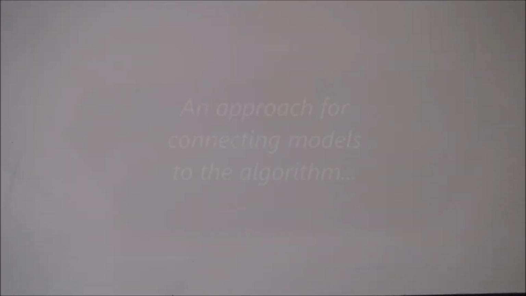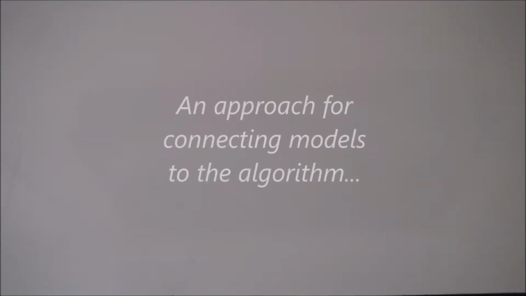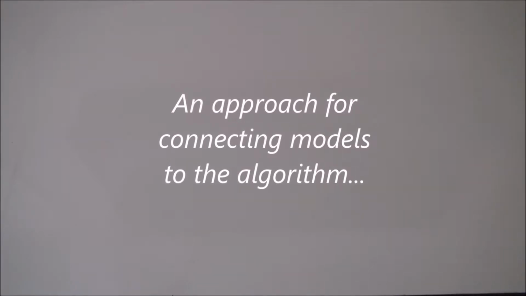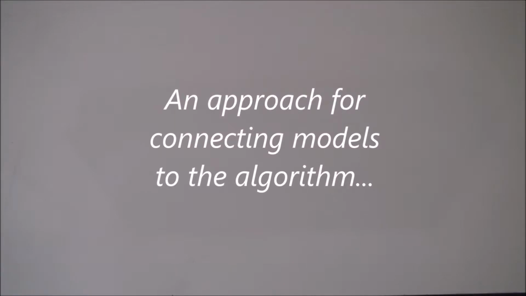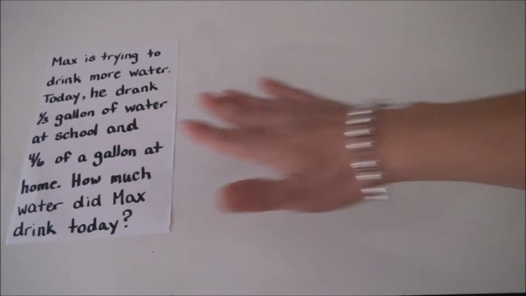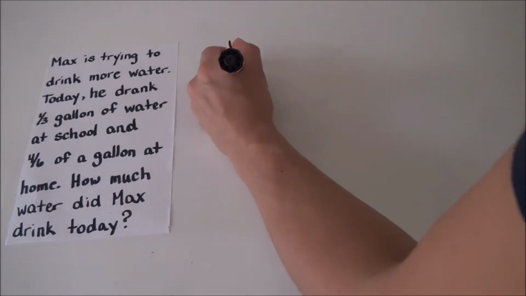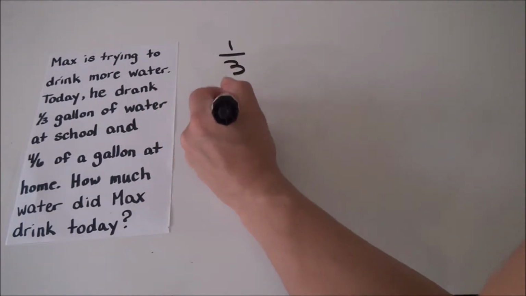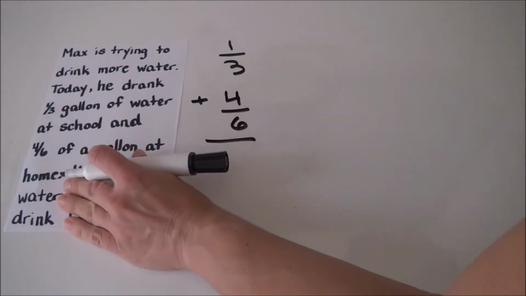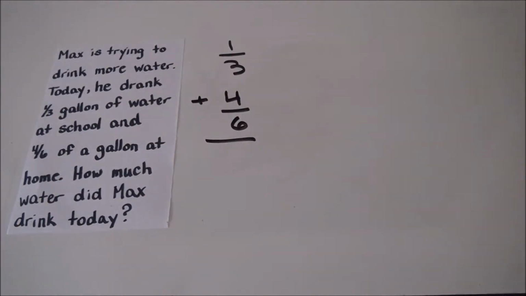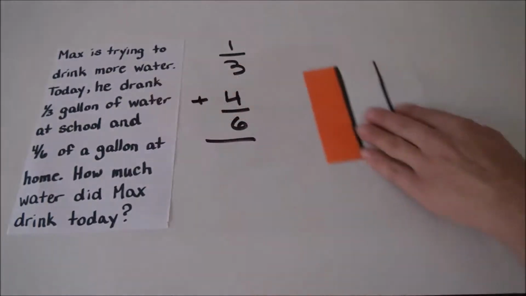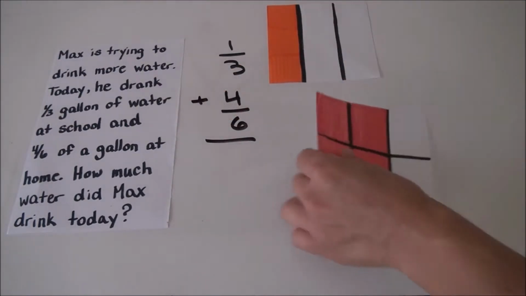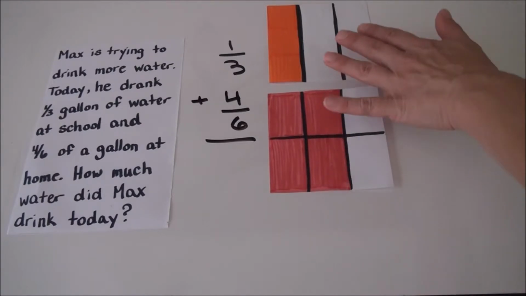Let's examine an approach for helping students make a connection between using models to find common denominators when adding and subtracting fractions and the algorithm for adding and subtracting fractions with unlike denominators. This problem calls for us to add 1/3 plus 4/6. To represent this problem, we could use paper folding. Here is my 1/3. Here is my 4/6.